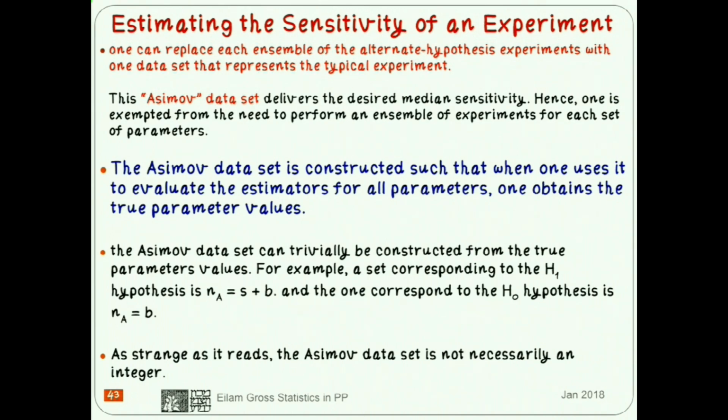Now, of course, the expectation is not necessarily an integer. When you calculate luminosity times cross-section, you might expect 3.75 events. So the Asimov data set can be a fractional number, even though I call it N_A. And you don't have a problem with it because you use likelihood ratios, so the factorials cancel out. So it's easy to calculate.